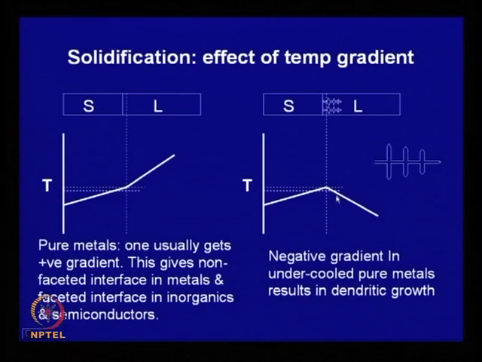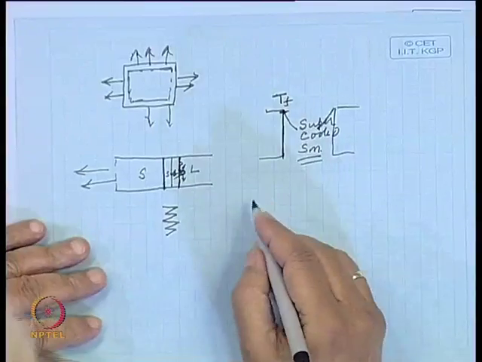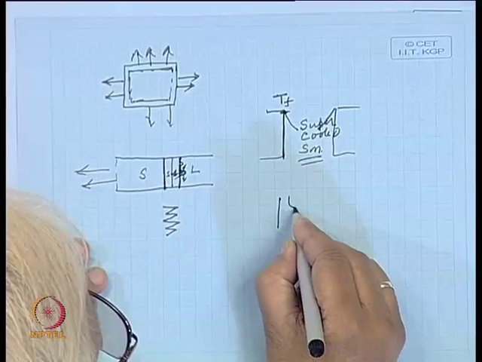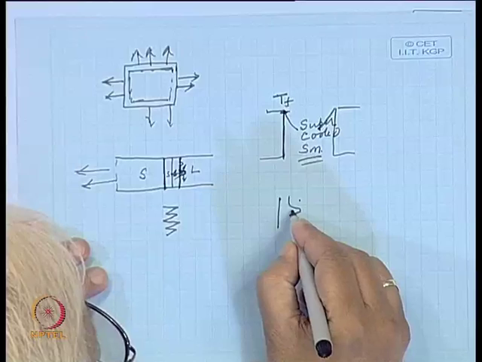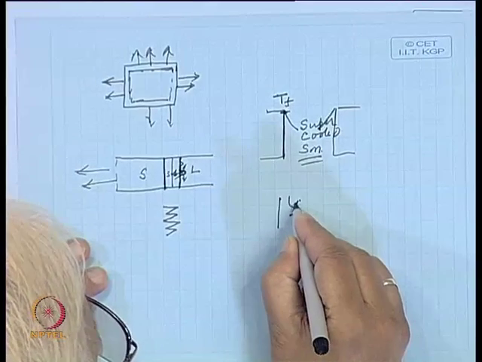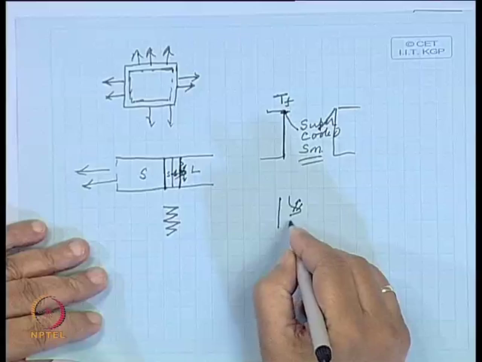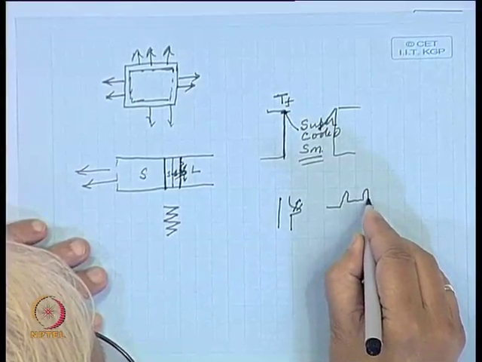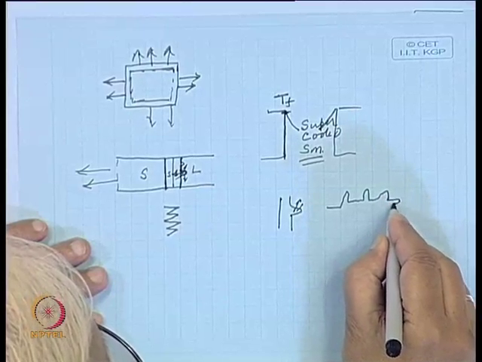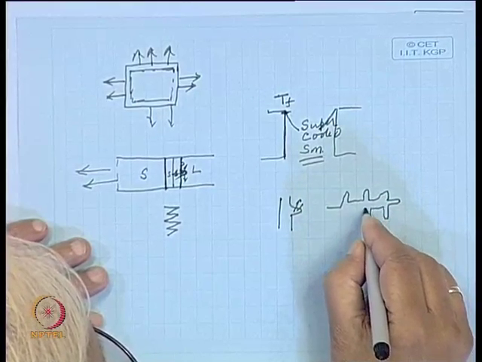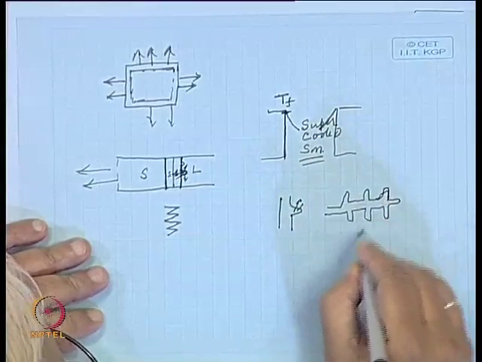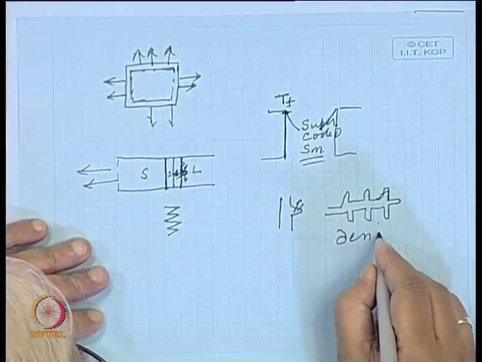So, in this case, since the temperature in the nearby area is less, if this is the interface and there is a deviation like this, this temperature is lower. So, when it solidifies, the heat can flow in this direction as well. So, this is stable. In this case you have this type of tree-like structure developing. They are called dendrites; in Greek it means tree-like.